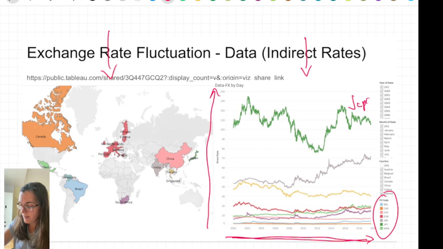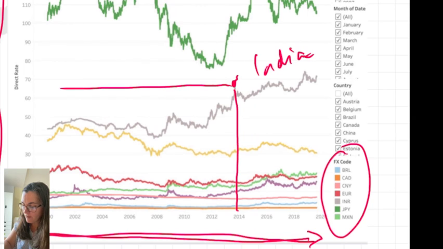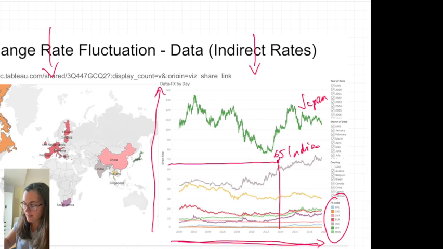So this is Japan up here in green, and this is India up here in gray. When I say Japan, I really mean the Japanese yen, and when I say India, I really mean the Indian rupee. For each of these, the data point is the exchange rate of that currency in relation to the US dollar. Let's break down what that means. Let's choose this data point right here, a little blip for the Indian rupee. Using our chart basics, this is in the 2014 timeframe, and the value is about 65. So I'm going to label this as 65.